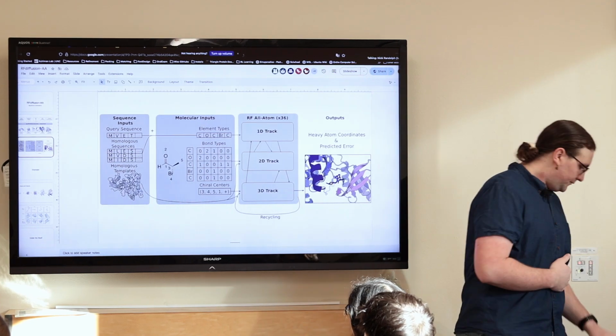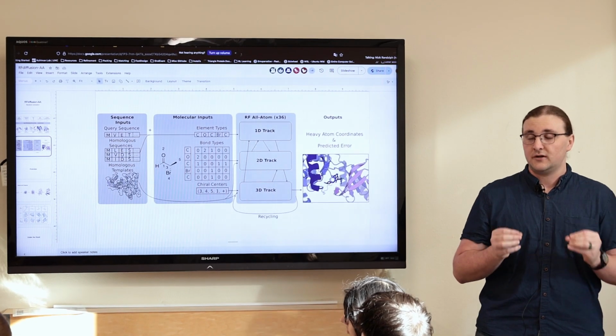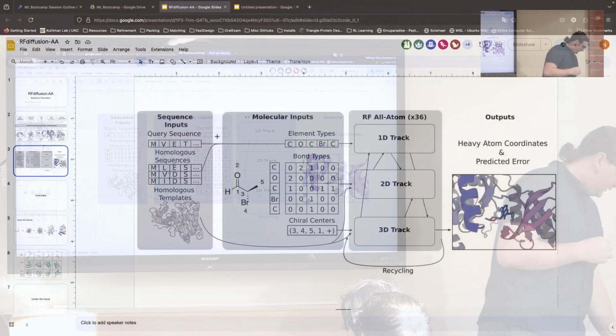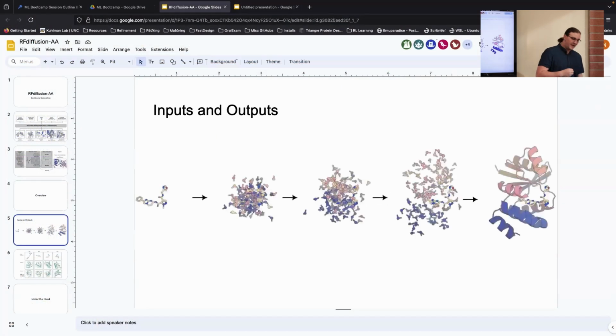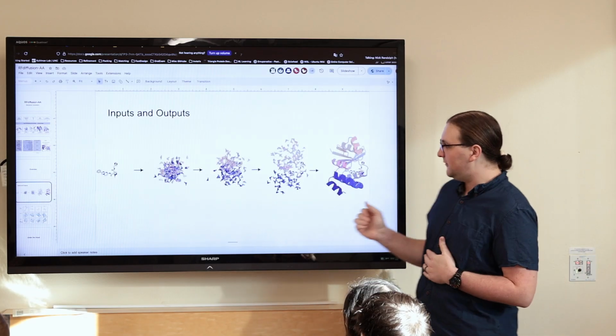Cool. Okay, so that's what RoseTTAFold All Atom is. Let's talk about RFdiffusion All Atom. Just like how they took RoseTTAFold and fine-tuned it for RFdiffusion, they did the same thing for RFdiffusion All Atom.